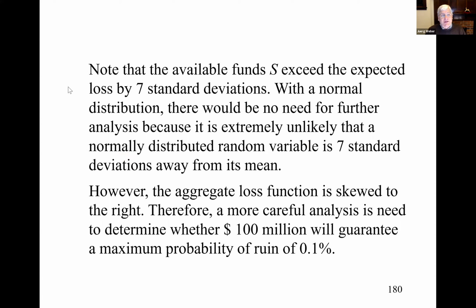So read this, that's what I said before. Available funds exceed the expected loss by 7 standard deviations. And so with a normal distribution, there would be no need for further analysis. But our loss function here is skewed to the right. And so we really have to check it out, because there is a small probability that we have a huge loss. And so maybe those $100 million of funds will be used up. So the question is, do we still have a maximum probability of ruin of 0.1%?